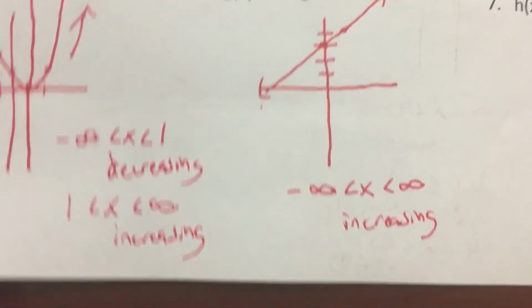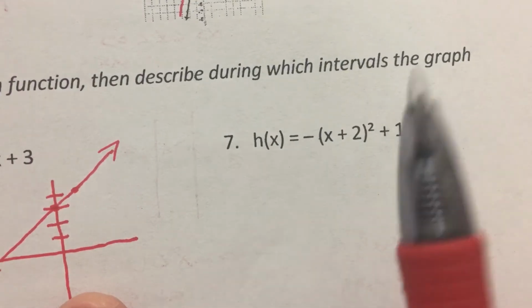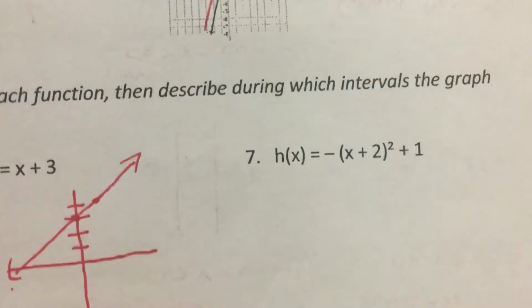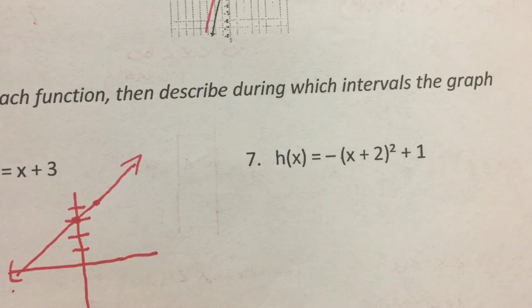Okay. I'm going to leave you guys to do number 7. Understand that this is a quadratic function, so again, it's going to be a parabola. Feel free to use a table of values, plug in some points, see if you can figure out where it stops increasing or decreasing, and so on. And I hope this helps, and I will catch you guys next class.